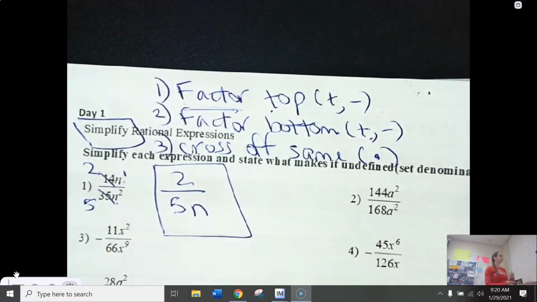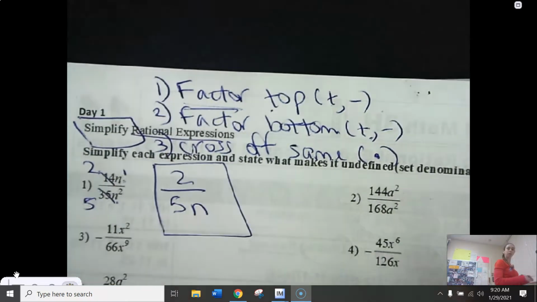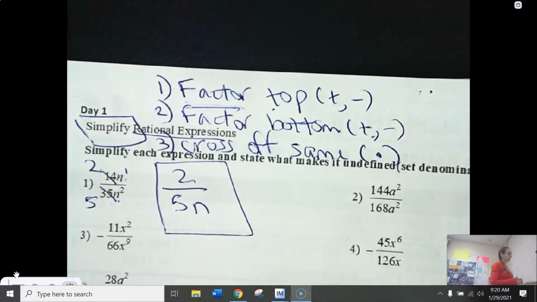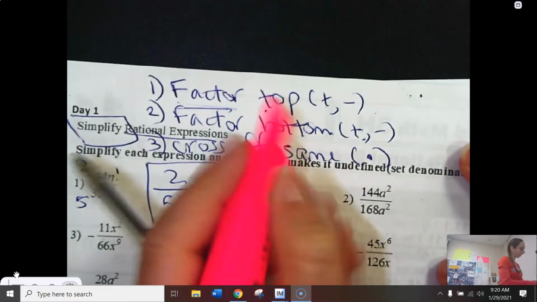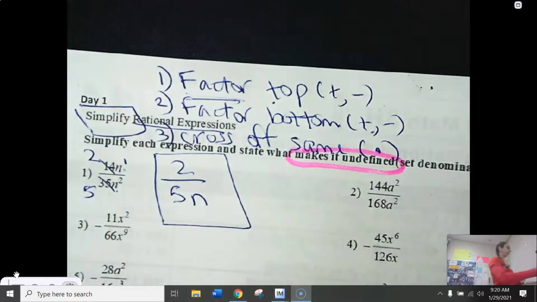We're starting off with what we've already done before, but it's called a rational expression. A rational expression is a fancy way of saying it's a fraction, okay? We're also going to talk about what makes it undefined, but we'll get to that in a little bit. Right now, what I want us to do is just simplify it.